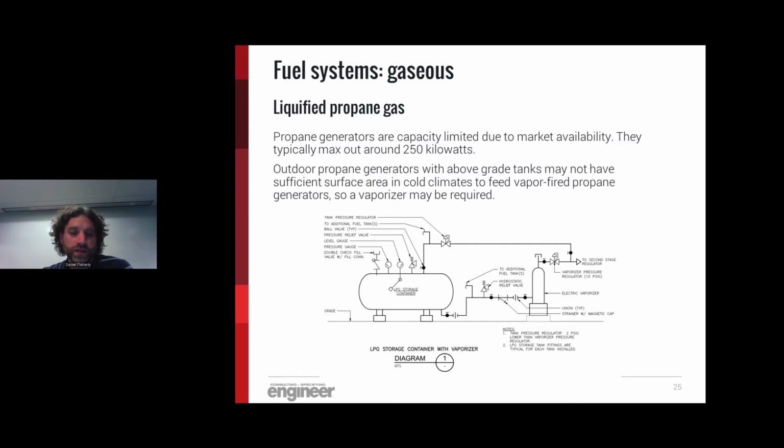Basically, what a vaporizer does is heat up some propane to keep pressure in the propane tank, so that enough propane will be vaporized to flow from the tank into the generator.